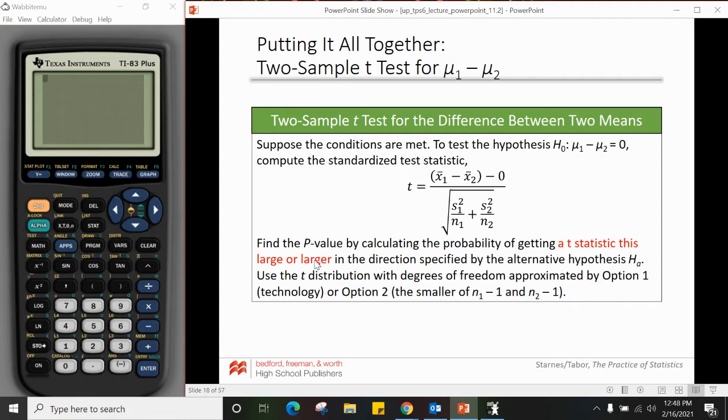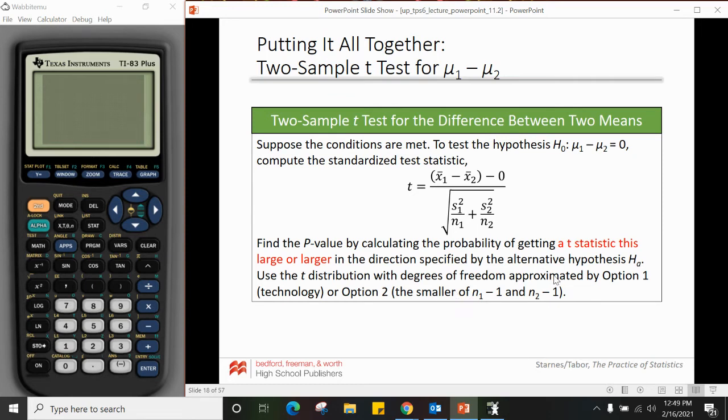It's getting a value of this, whatever our t comes out to, and more extreme. So if it's a greater than, it's that value or more, or if it's a less than, it's that value and less than. But it's always that value and to the extreme. You always have to have an interval when you're calculating the probability of this continuous function. So larger in the direction of the specified alternative hypothesis.